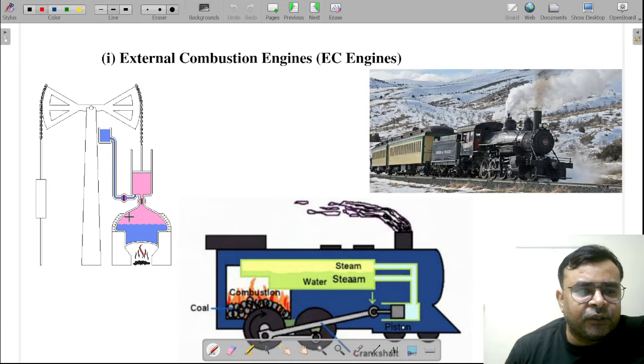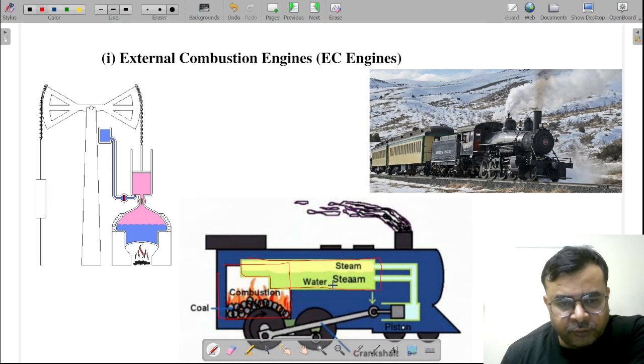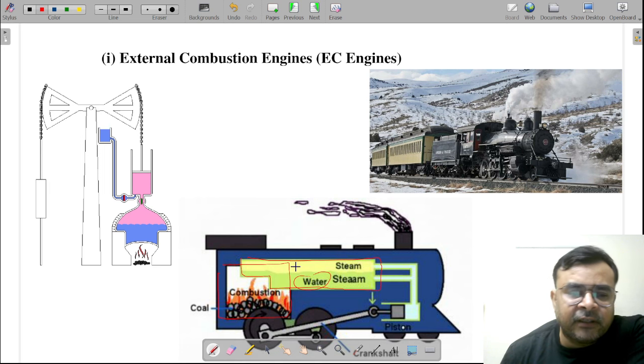Okay, next, you can see the external combustion engine. This is the external combustion engine. You can see this engine was used in the railways. Okay, you can see this railway, chuk chuk rail gadi. So in this, basically we have a combustion chamber. This is a combustion chamber, and this is a water tank. Is it right? And you can see this dark green color shows water, and this light yellow color represents steam.